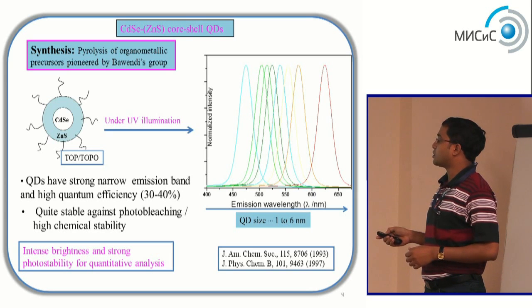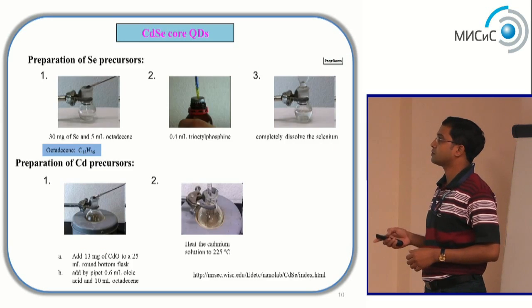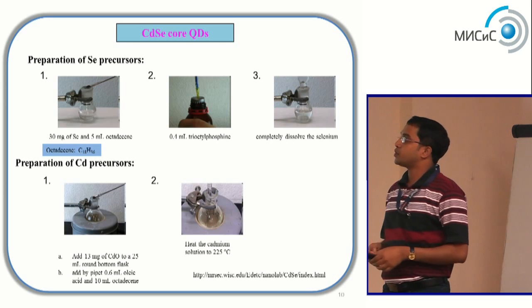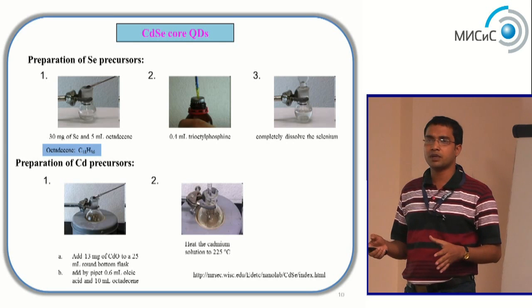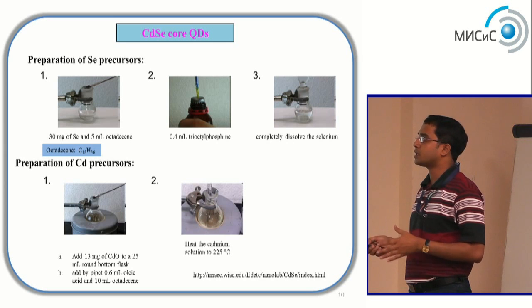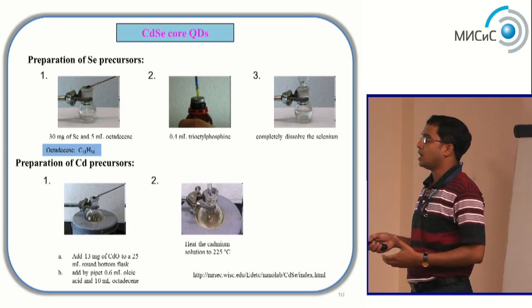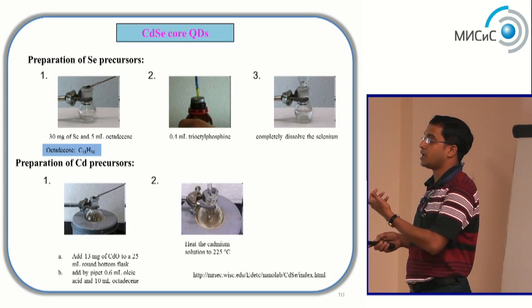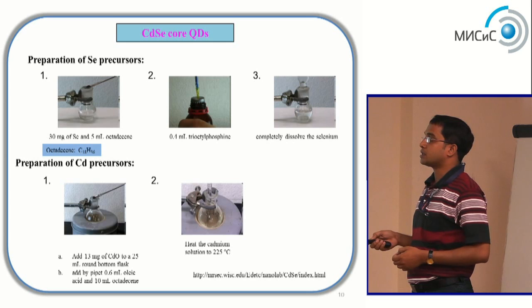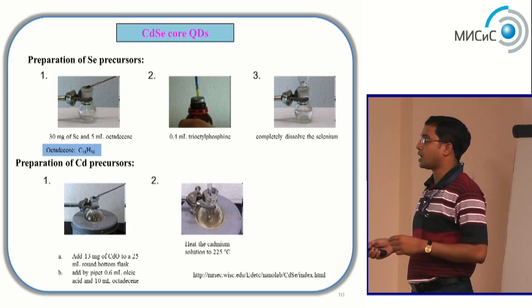It shows the quantum dot with size 1 to 6 nanometer. Now, in my recent project, I am going to synthesize with this method because already several people have used TOPO. So I am thinking about how to synthesize it without TOPO. So I've taken some amount of selenide precursor, like I mentioned here, 30 milligram in 5 ml of octadecene. It's an alkene, C18H36. It has a long chain of carbon and hydrogen.